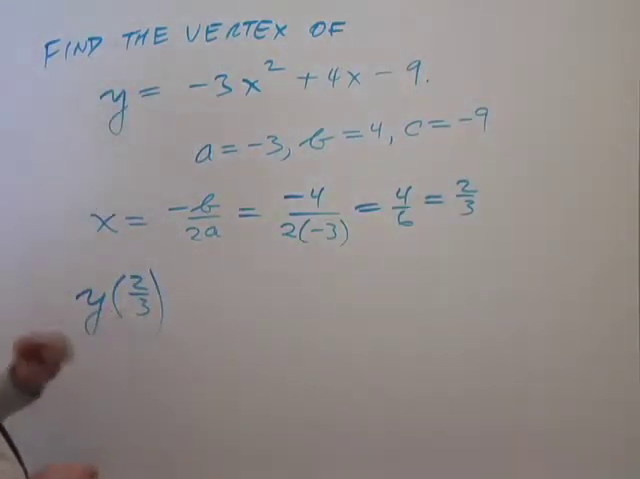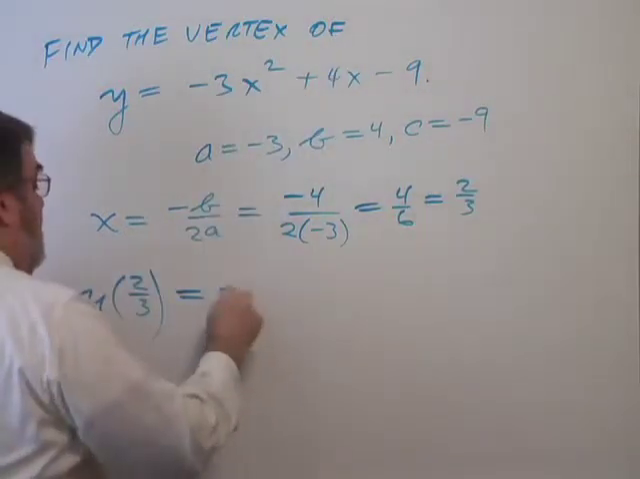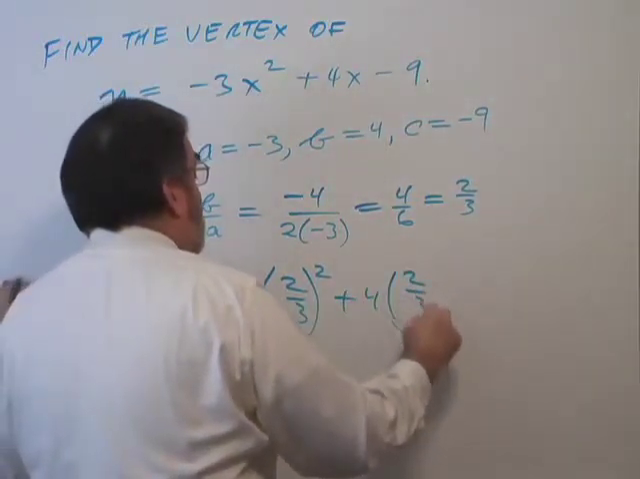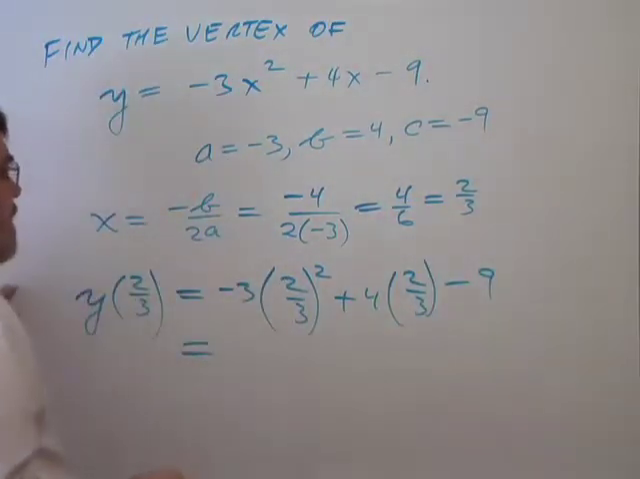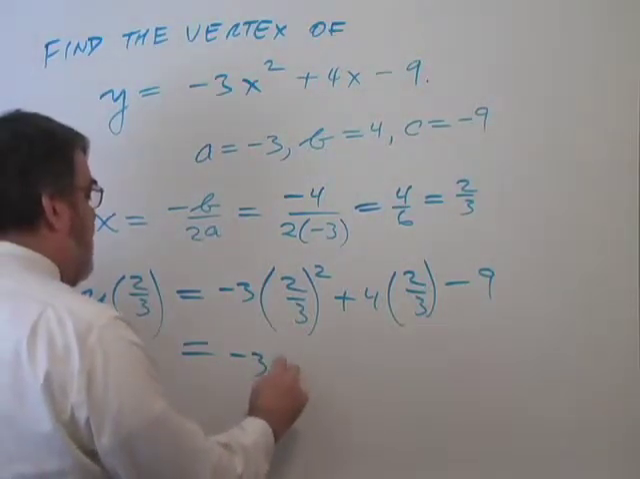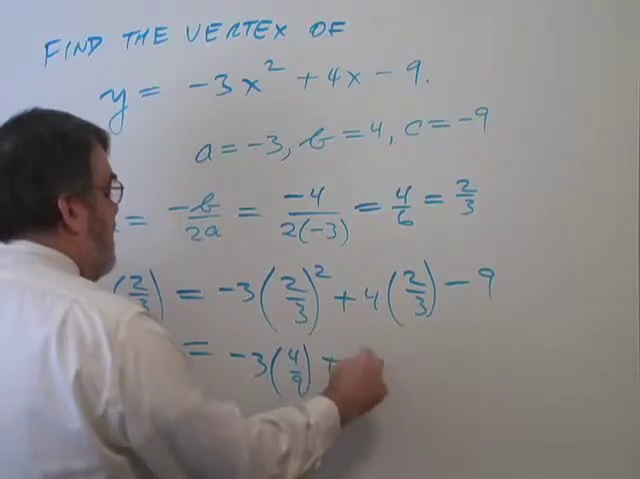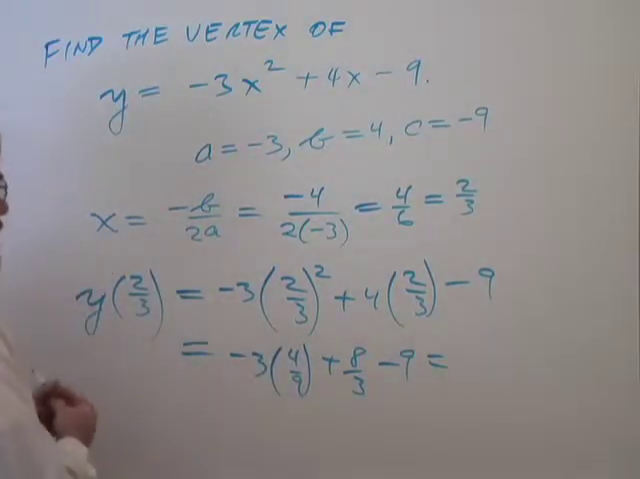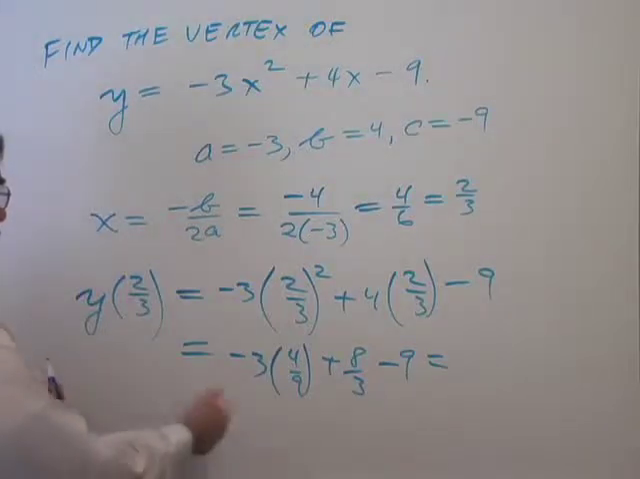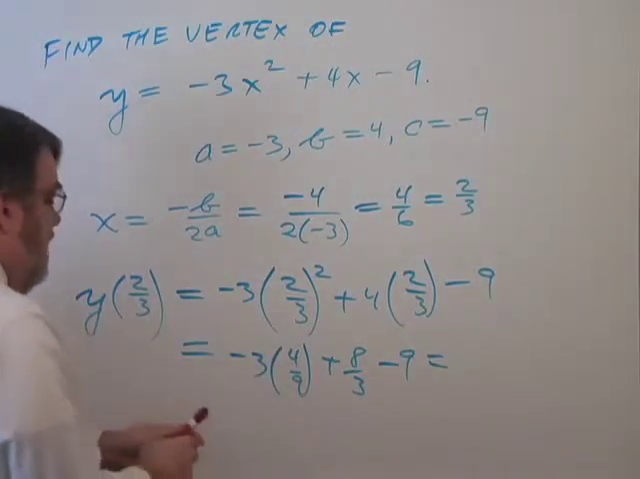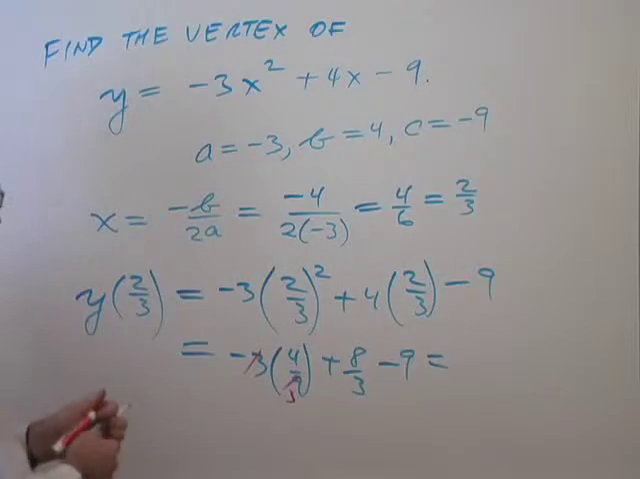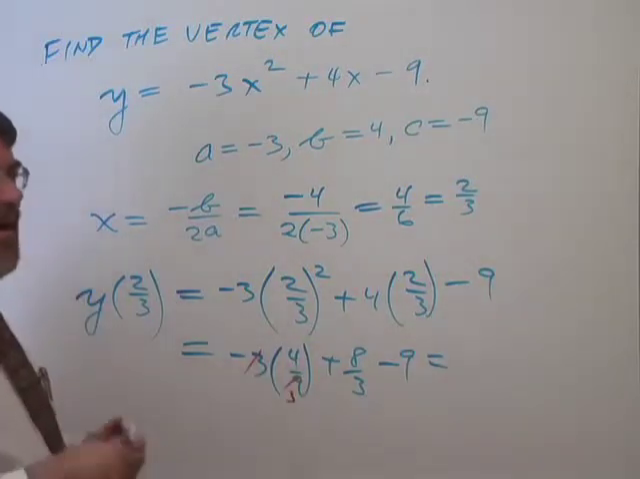So the y value when x is 2/3, I plug it into here: negative 3 times 2/3 squared plus 4 times 2/3 minus 9. Let's see, a little bit of arithmetic here. Negative 3 times 4/9 plus 8/3 minus 9. Let's see, is that right? Yeah, it looks like it's right. The 3 cancels with the 9 here. We may as well do that. So I have minus 4/3 plus 8/3, and minus 4/3 plus 8/3 is positive 4/3.